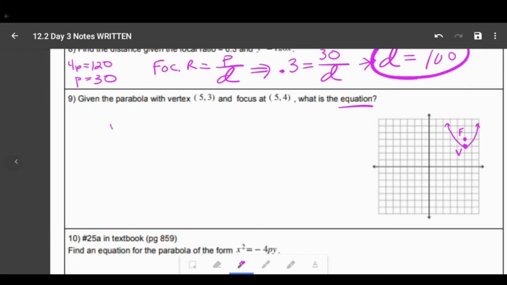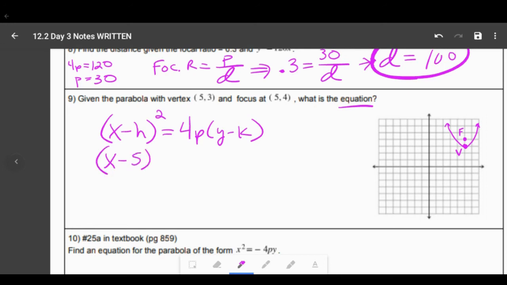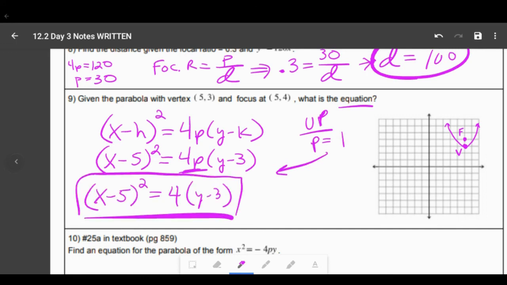Since it's opening upwards, we know that our basic equation that you've memorized is x minus h squared equals 4p times y minus k. I'm going to plug my information in. X minus 5 squared equals 4p times y minus 3. Now the only thing I need to find out is the p value, because I can't leave it like this. Since it opens up and I can see the distance from the vertex to the focus is 1, I know my p is 1. So all I got to do is plug that into my equation.